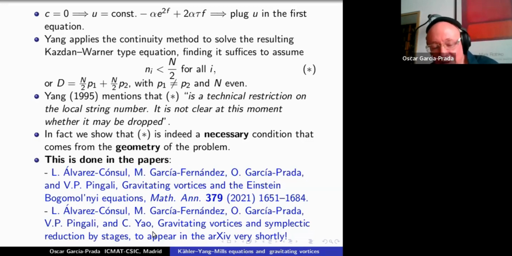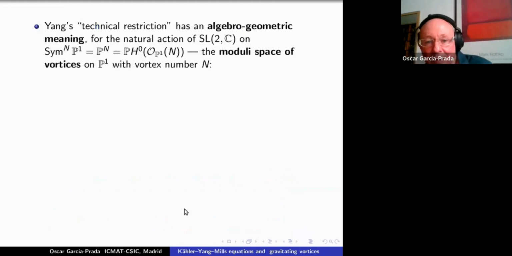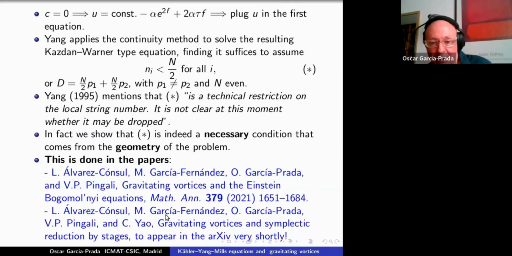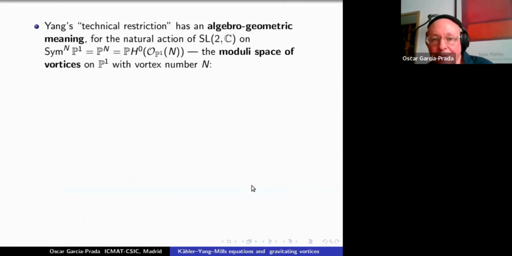And it turns out that in order to fill in this gap, the two-page thing has exploded into a 50-page paper. And this is what we actually do in this paper that I am saying will appear shortly on the arXiv.